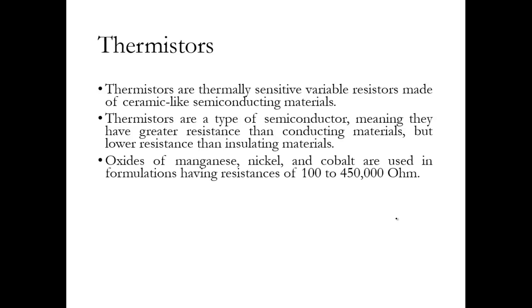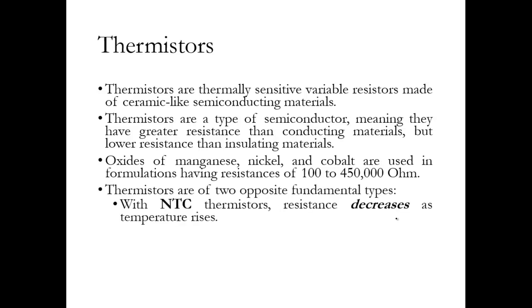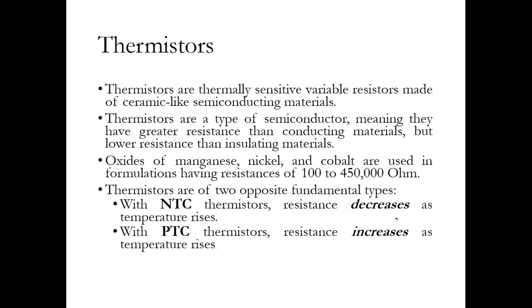Oxides of magnesium, nickel, and cobalt are used in the formulations, having resistance of 100 to 450,000 ohms. And they are generally of 2 types: NTC, that is negative temperature coefficient, and positive temperature coefficient thermistors. In the negative ones, the resistance decreases as the temperature rises. You have this type of thermistors also available.